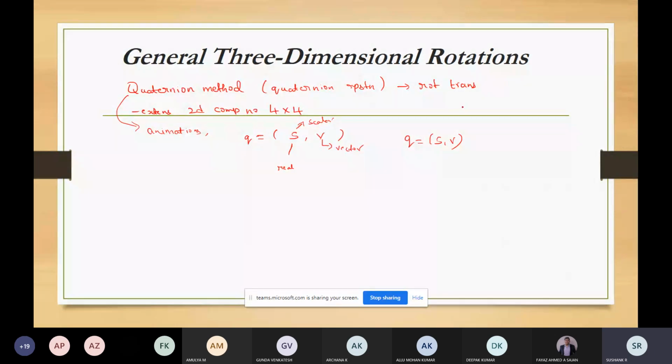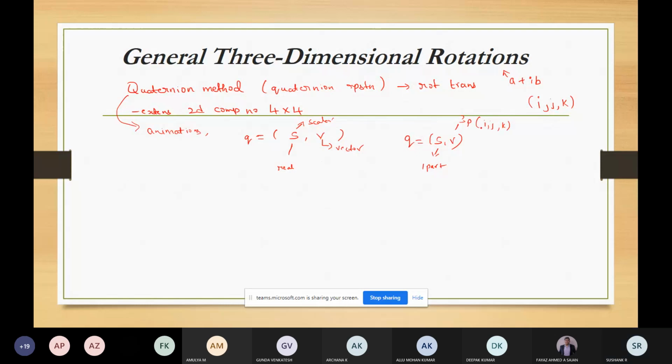If you have studied complex numbers, a plus ib, here this is the real part and this is the complex part. Instead of i, you'll be using i, j, k, the three complex units, one along the x-axis, y-axis, and z-axis. So here S is the real part and V is the vector part. Scalar contains one part, vector contains three parts. The elements of the vector can be i, j, k.